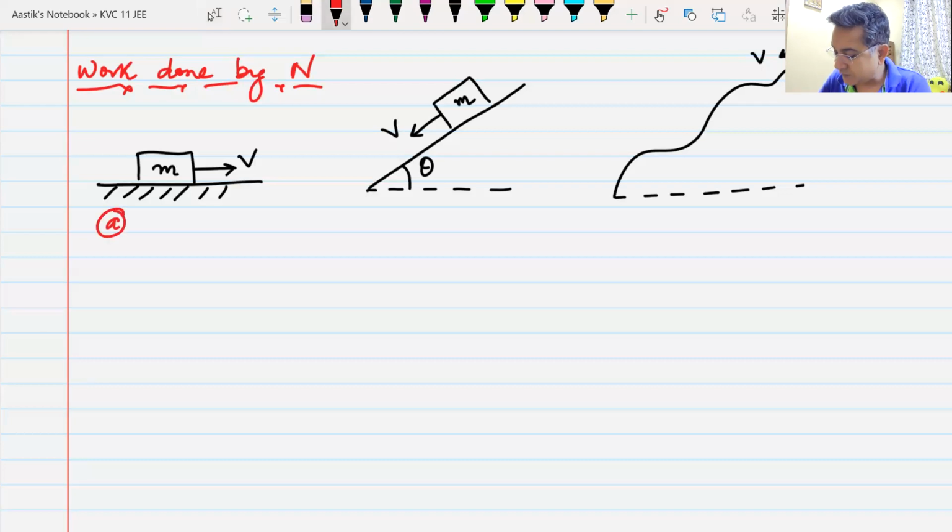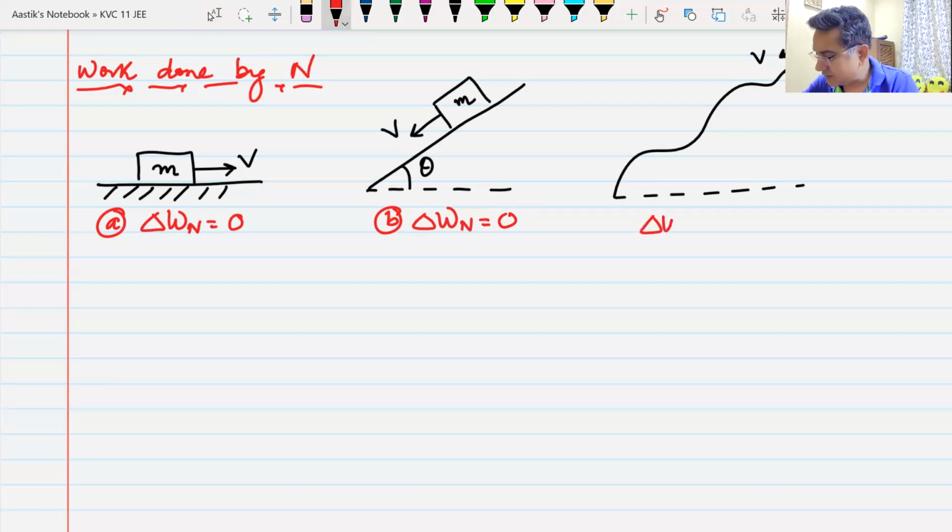First case, work done by normal reaction is 0. Case number B, what is the work done by normal reaction? Yes? 0. Why is it 0? Perpendicular. Okay. Does it take so much time to reply with this answer?